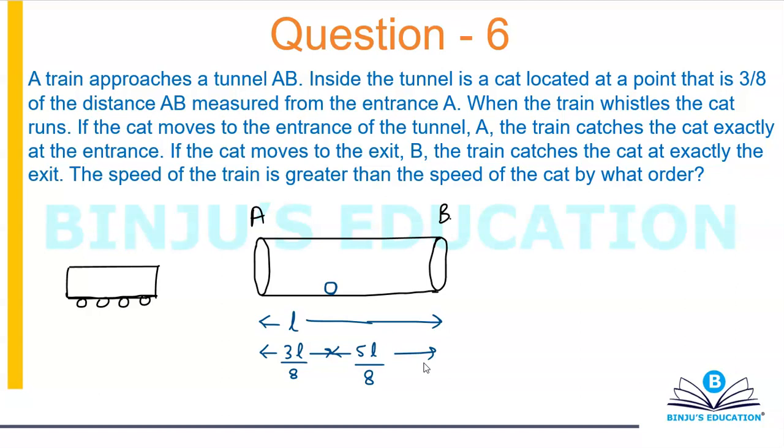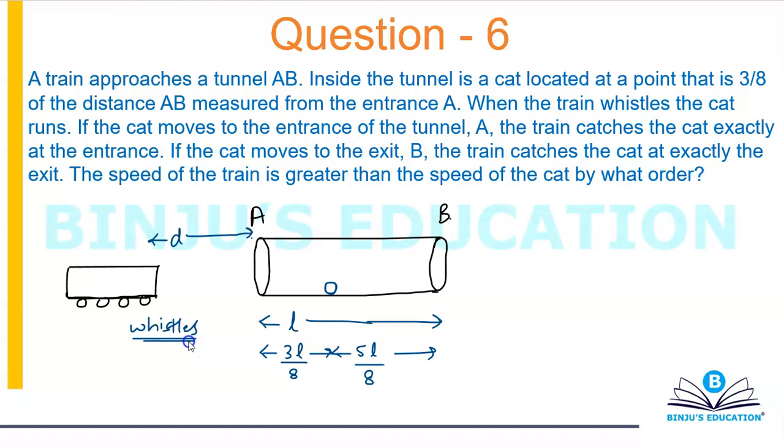All right. When the train whistles, the cat runs. Now, another thing is that I do not know how far the train is from the tunnel. From what point exactly the train whistles, I do not know that. That's not given to us in the question. So let's do one thing. Let's assume that the distance between the train and the tunnel is D when the train whistles.